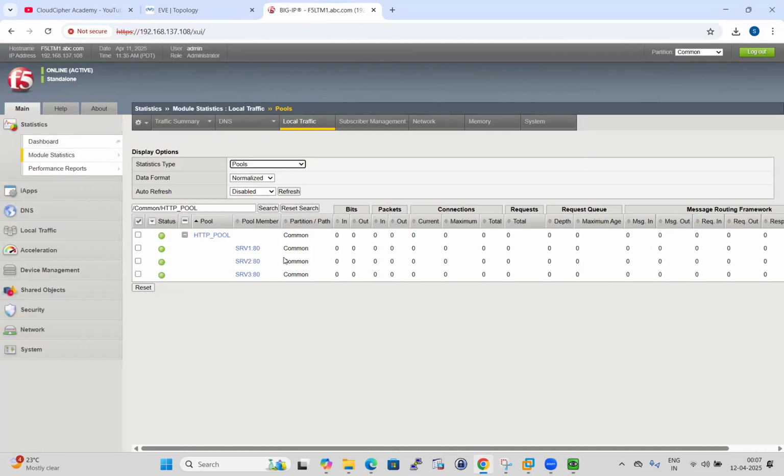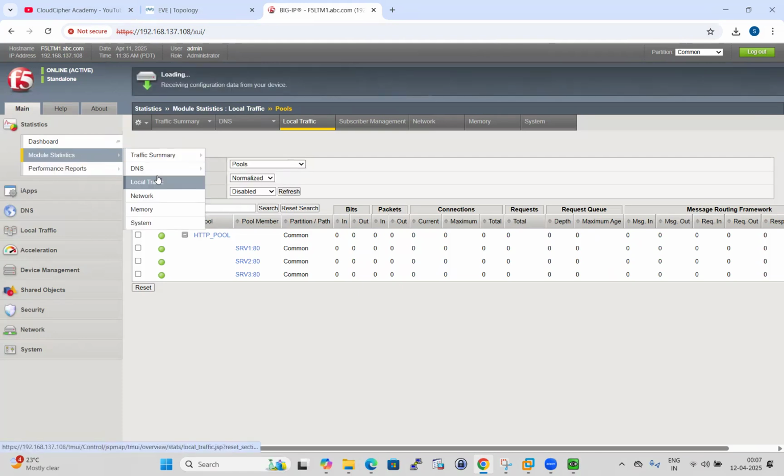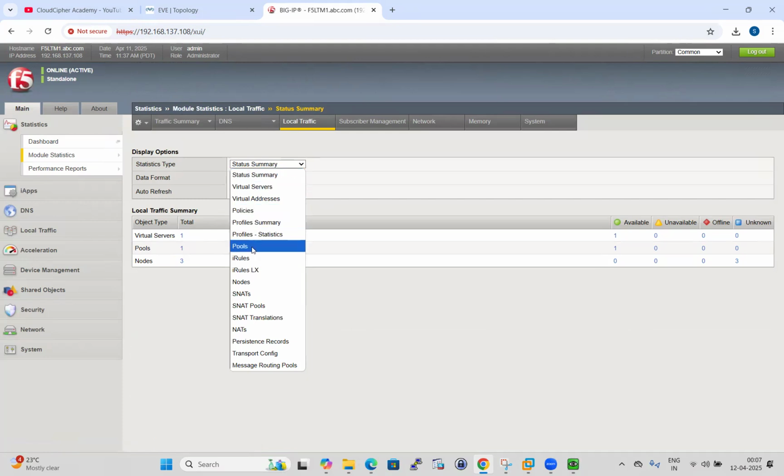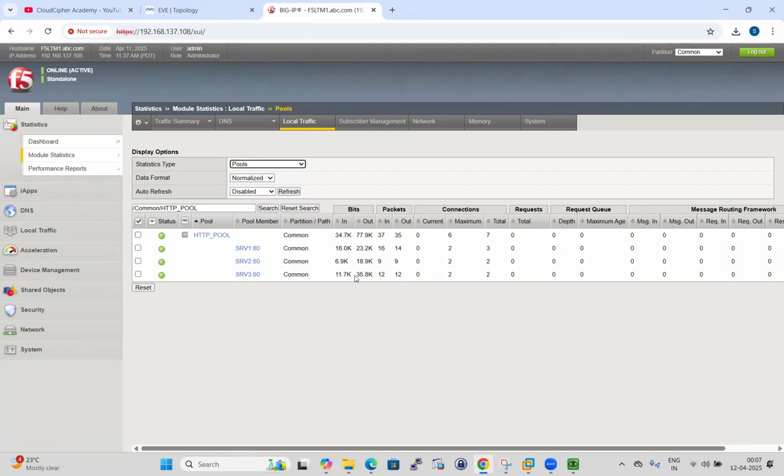If you come here and go to statistics, local traffic, pool, then we need to look at the pool levels. See the connections, guys. In total we have 7 connections. Server 1 is handling 3, and then 2 and 2. In the case of server 1, we have 3 total. That is fine because maybe the same TCP connection has two requests sent to the backend server. So that is expected.